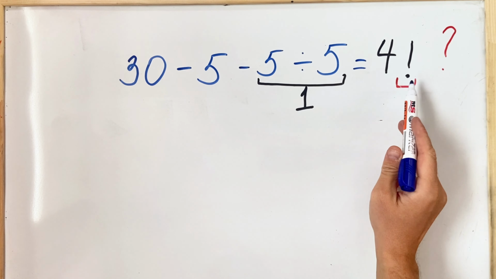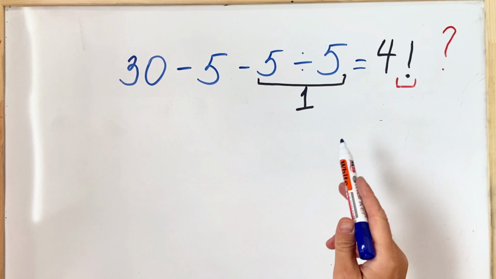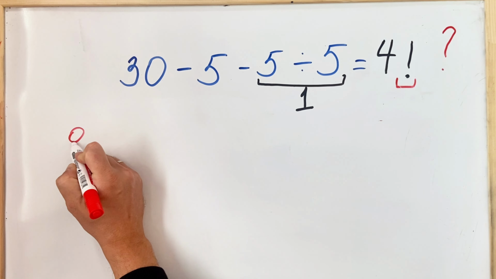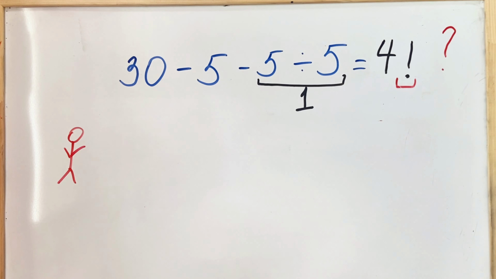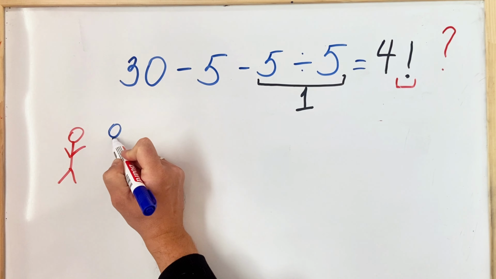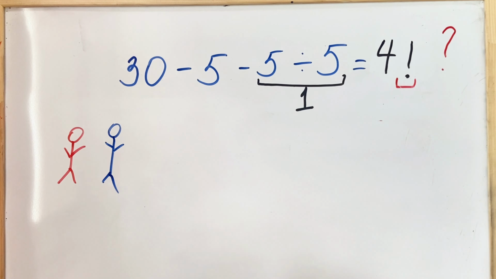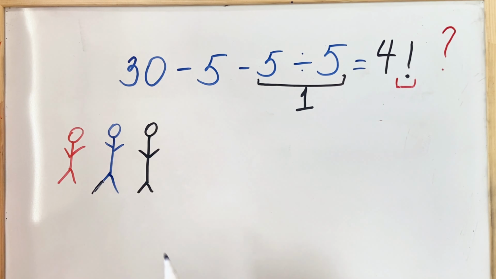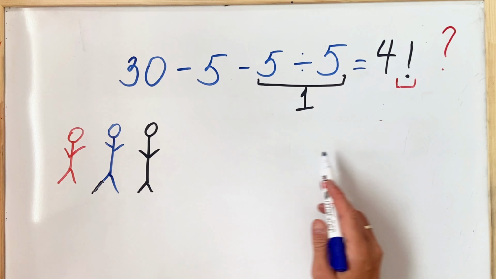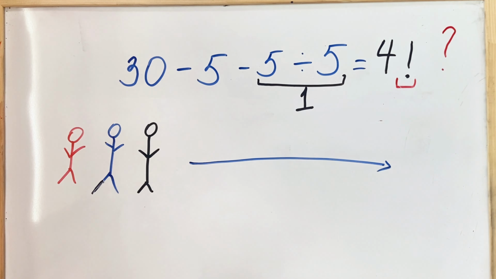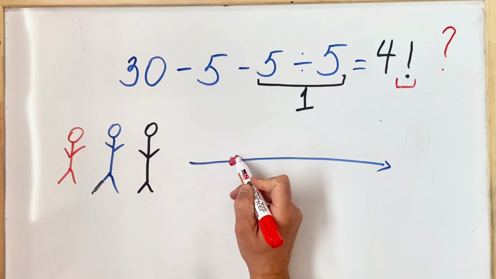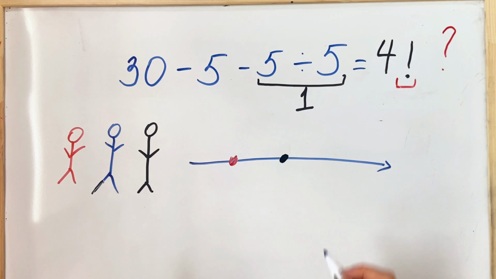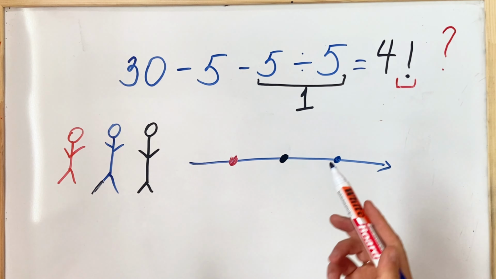So if you haven't seen factorial before, it's used a lot in combinatorics. So for example, we have 3 different people. Let's put it in different colors. So we have red, we have blue, and we have black. So for 3 people, if we want to arrange them in a straight line, we can have the red here, for example, the black here, and the blue here. But what does factorial mean?